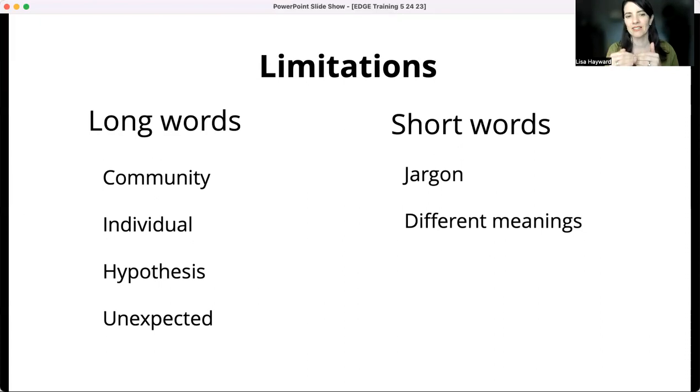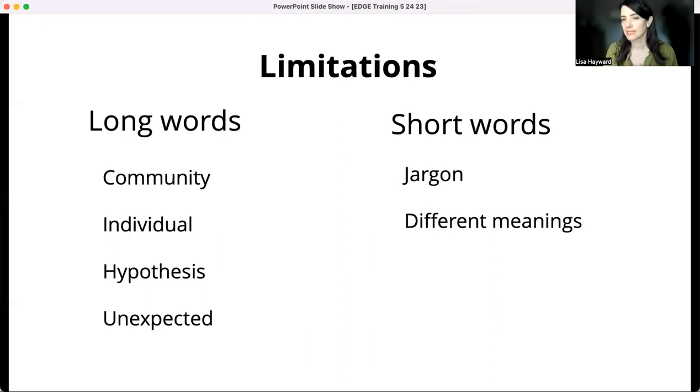I'm okay with that. Individual, hypothesis, unexpected. There's a whole list of these words where you don't really want to work around them because you'll end up being confusing. You just accept them. You just accept the lower readability score when you're measuring it. On the flip side, there are short words that can introduce confusion. Jargon, acronyms particularly, might show up as short words and not get flagged by your Flesch Kincaid tool, whereas they're very much decreasing the readability of your communication.